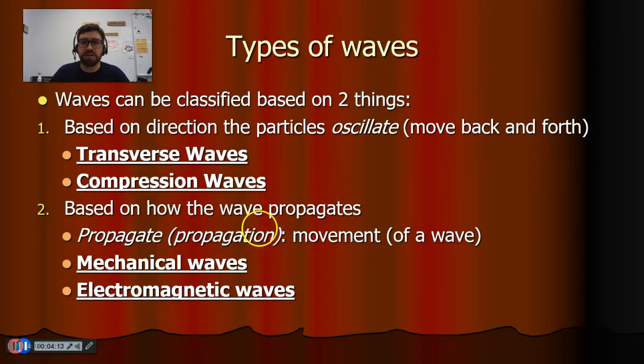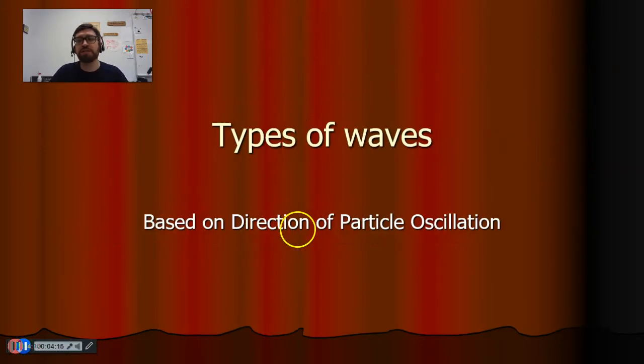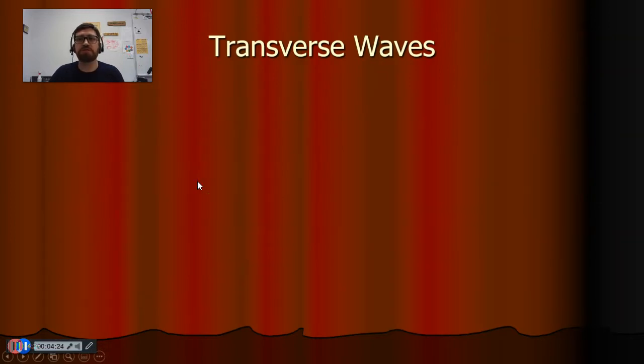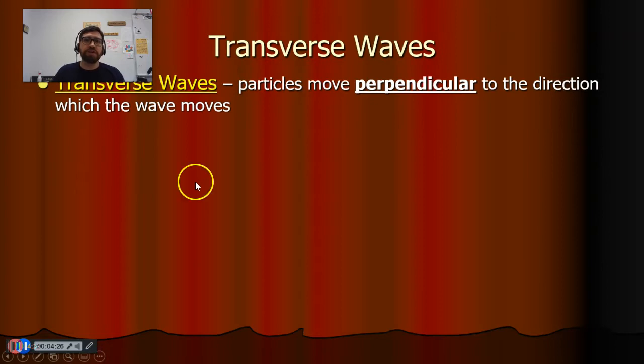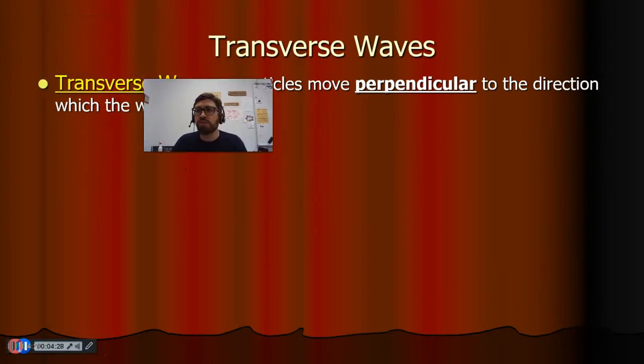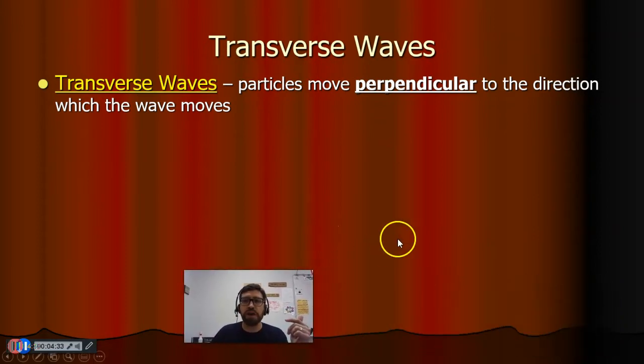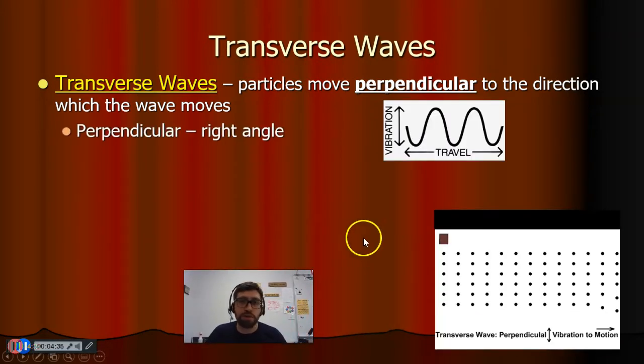All right, so let's go ahead and jump in here to types of waves. Let's first talk about the direction of particle oscillation. So we're in that first category right now. We're going to talk about transverse waves first. Definition of a transverse wave: that's a wave in which the particles move perpendicular to the direction in which the wave moves. Perpendicular means at a right angle, a 90-degree angle. If you watch this picture down here, you'll notice that if you keep your eye on an individual particle, the particles themselves simply move up and down.